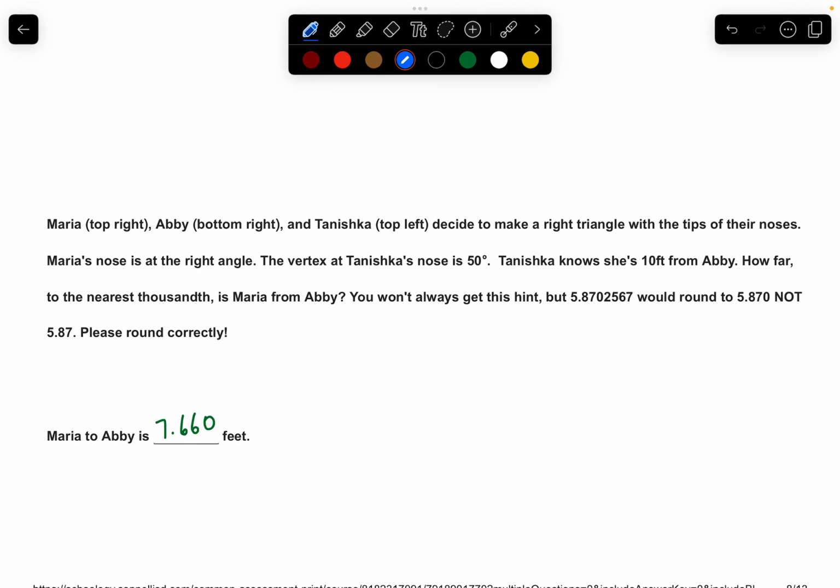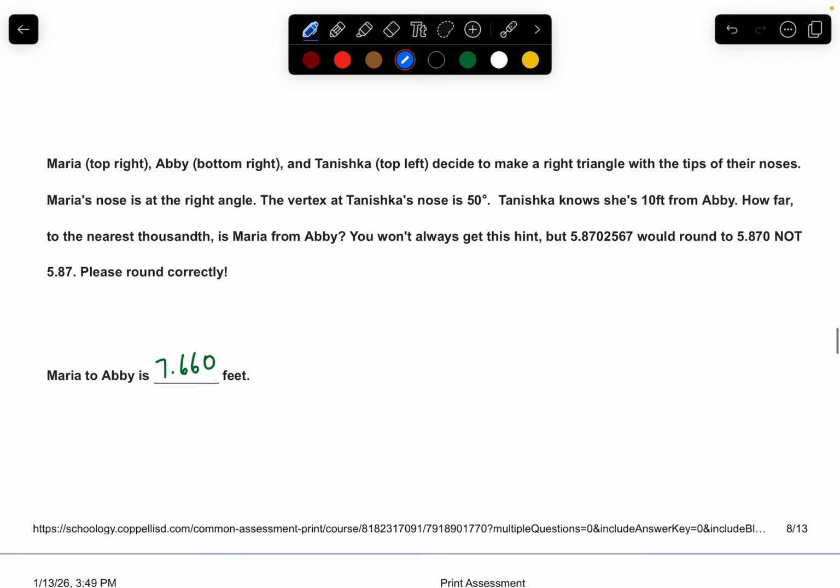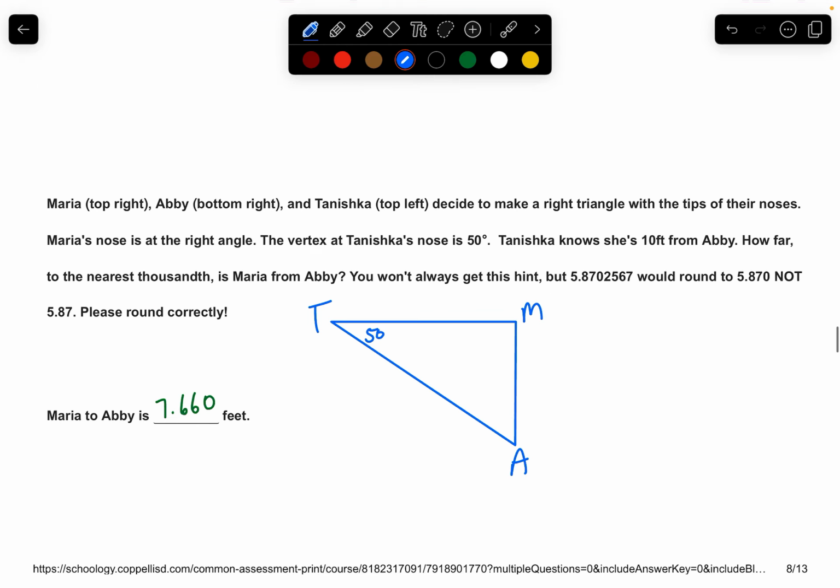Maria, Abby, and Tanishka decide to make a right triangle with the tips of their noses. So we have 3 people. They're making a right triangle with their noses. Nice. It says Maria is in the top right. And there was a picture with it. I deleted it, but just try to envision 3 people at 3 vertices. We have Maria at the top right, Abby at the bottom right, and Tanishka in the top left. Maria's nose is at the right angle. So I put Maria top right as a right angle. The vertex at Tanishka's nose is 50 degrees.